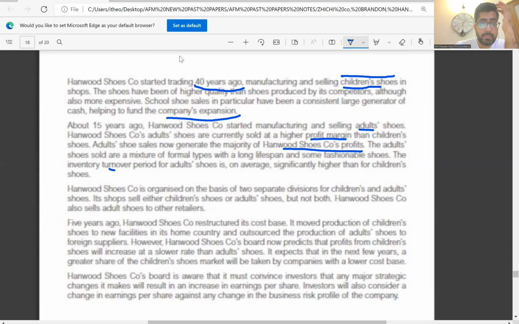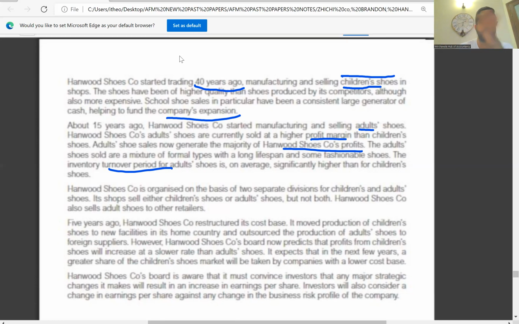The inventory turnover period of adult shoes is on average significantly higher than for children's shoes. So inventory turnover period, you know what is inventory turnover period? How long it takes for inventory to sell. So inventory turnover period for adult shoes is higher than children's shoes. Children's shoes sell quickly. These take time.